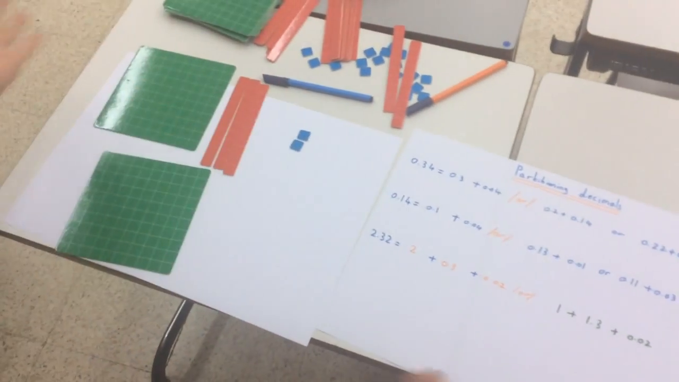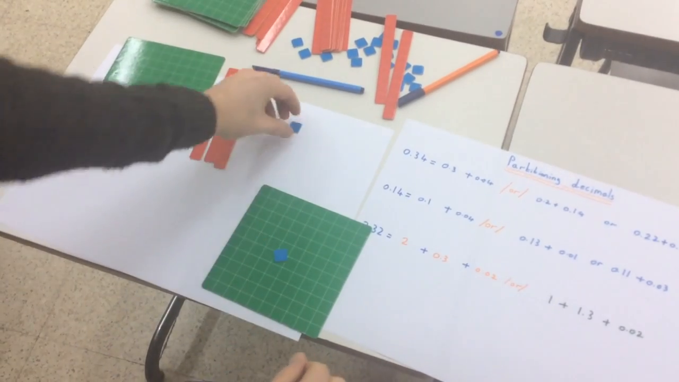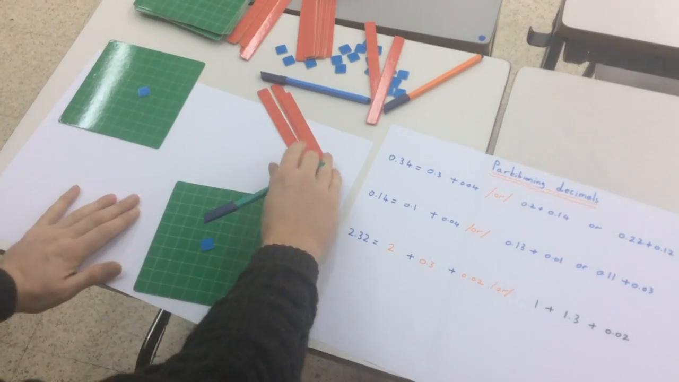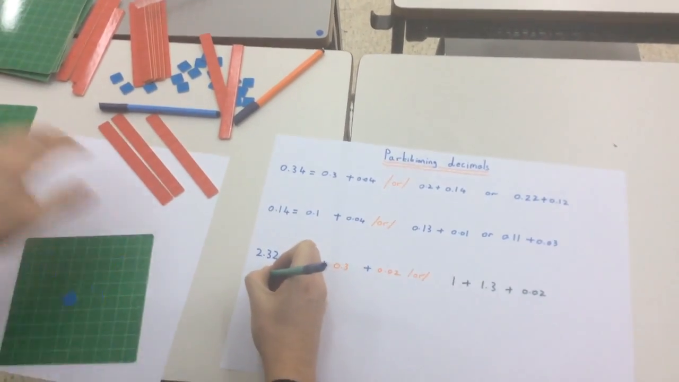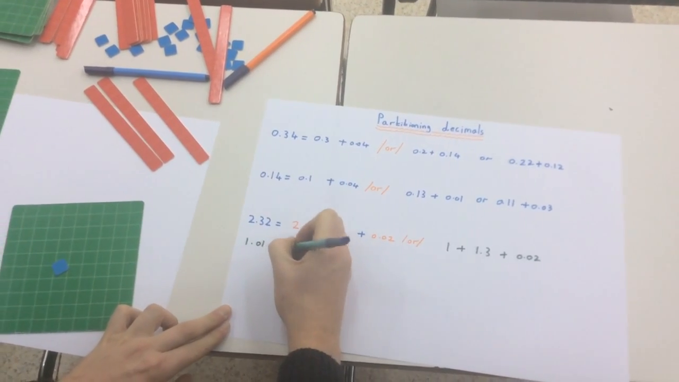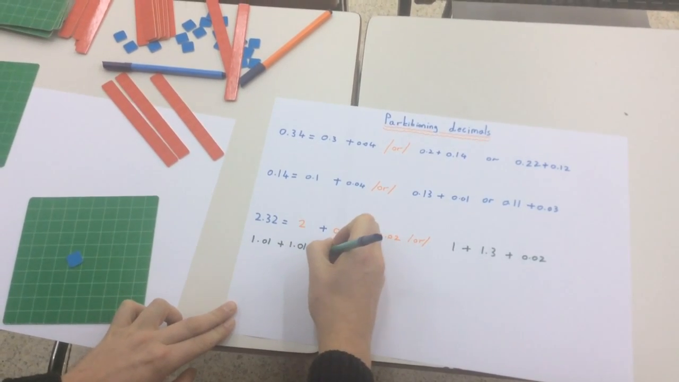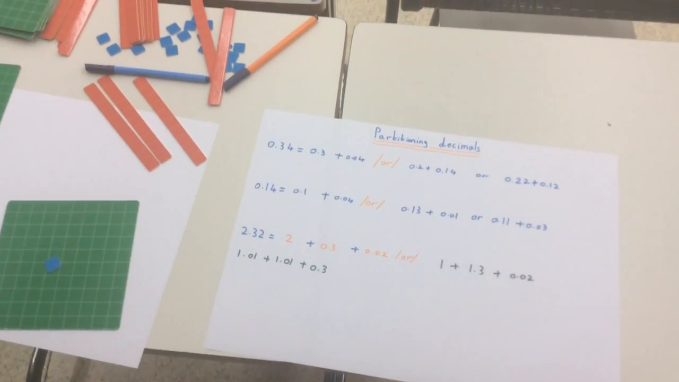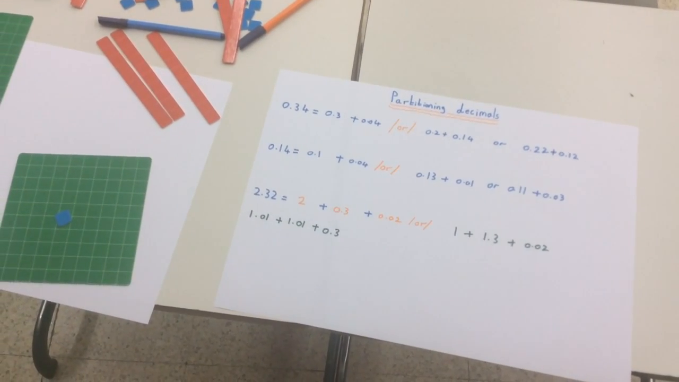Are there any other ways? There are lots of ways, I'm sure. But what about this? I'll put this here, and here, and here. So here I've got 1.01 plus 1.01 plus 0.3. What we've learned to do is that we can partition decimals in lots of different ways.